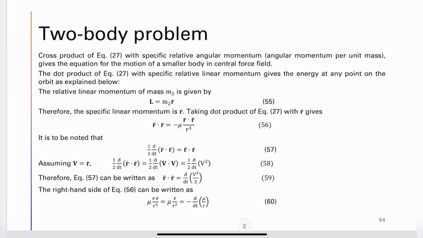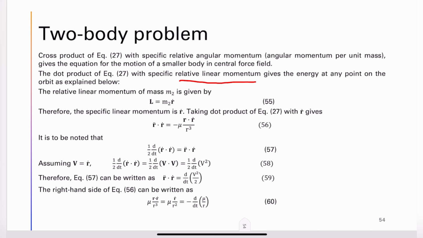Now the dot product of equation 27 with the linear momentum gives the energy at any point on the orbit, which is explained below. Linear momentum is nothing but mass into velocity. So the specific linear momentum, per unit mass, is nothing but r dot. Taking the dot product of equation 27 with r dot, I have r double dot into r dot is equal to minus mu r dot r into r dot divided by r cube.